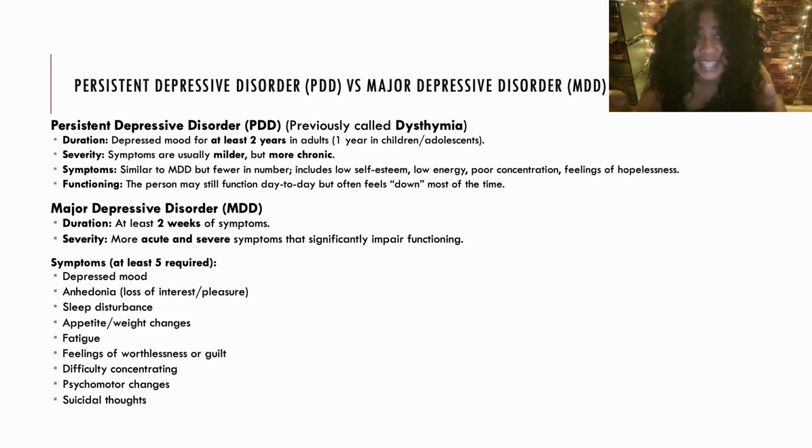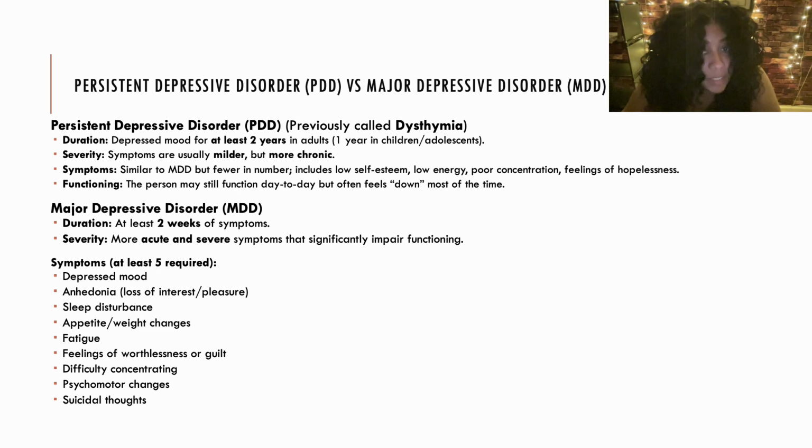For PDD, 2 years for adults, 1 year for children. It's milder, but it's chronic. It's there most of the time. Most days you're feeling down most of the time. That is how you tell the difference between PDD and MDD.